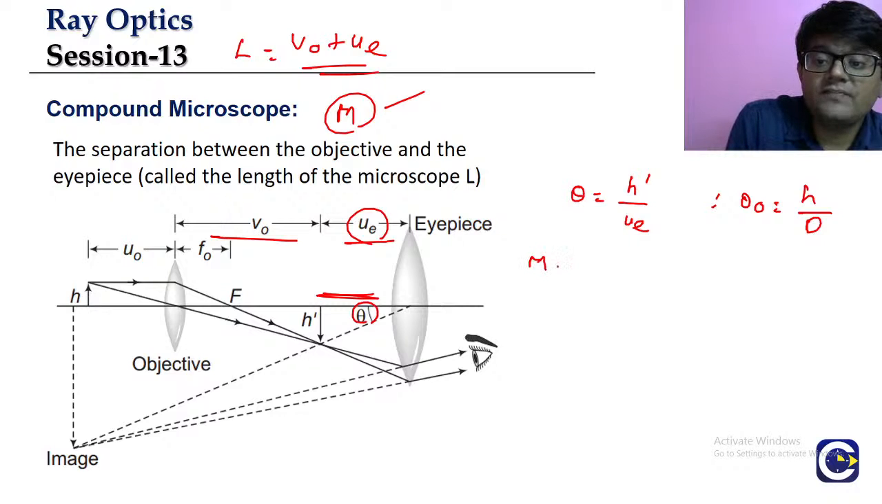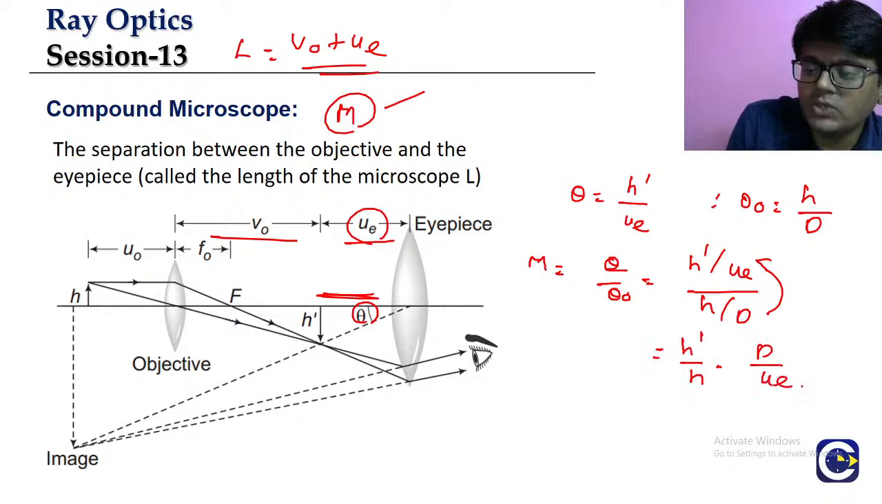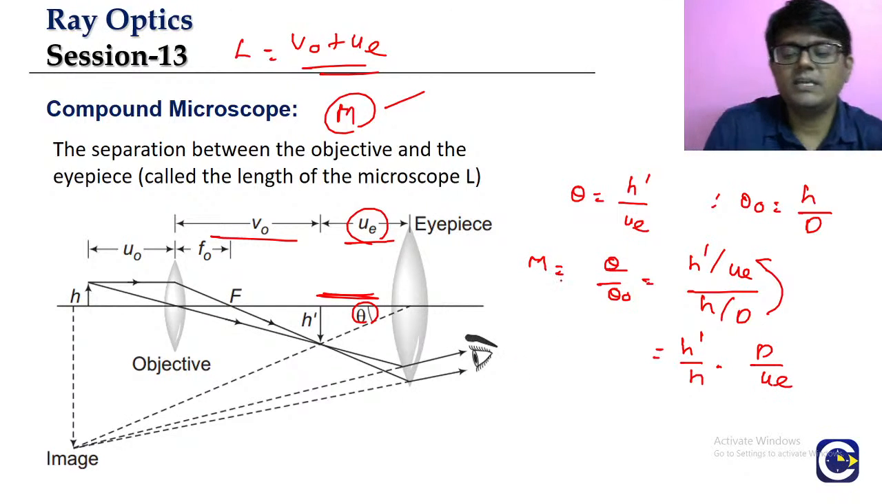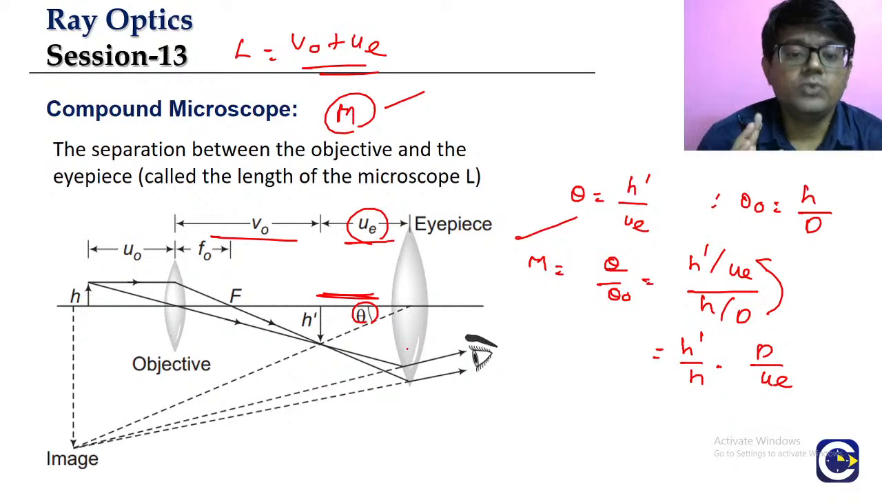So what is the magnifying power here? It will be theta divided by theta naught, which is H dash by UE divided by H by D. So D will go to the numerator and UE will come to the denominator. So it is H dash by H into D by UE. That is the magnifying power M.